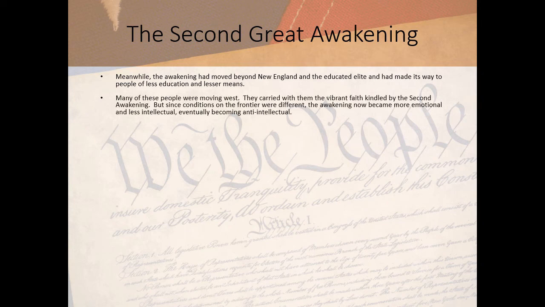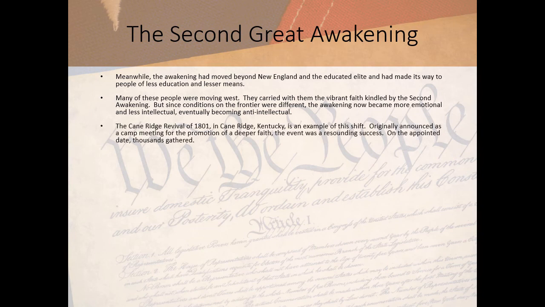Many of these people were moving west. They carried with them the vibrant faith kindled by the Second Awakening. But since conditions on the frontier were different, the awakening now became more emotional and less intellectual, eventually becoming anti-intellectual. So it's going to go completely the opposite of what it started. The Cane Ridge Revival of 1801 in Cane Ridge, Kentucky, is an example of this shift.